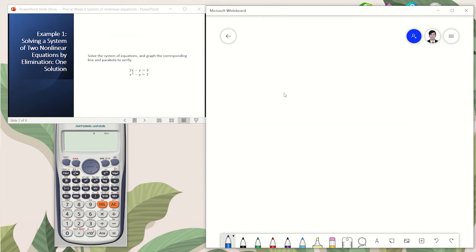So the given equations are 2x minus y is equal to 3, and then the other one is x squared minus y is equal to 2. This is our equation 1. This is our equation 2. So the whole point of using elimination, we're gonna cancel out or eliminate one of the variables when we try to add the two equations.